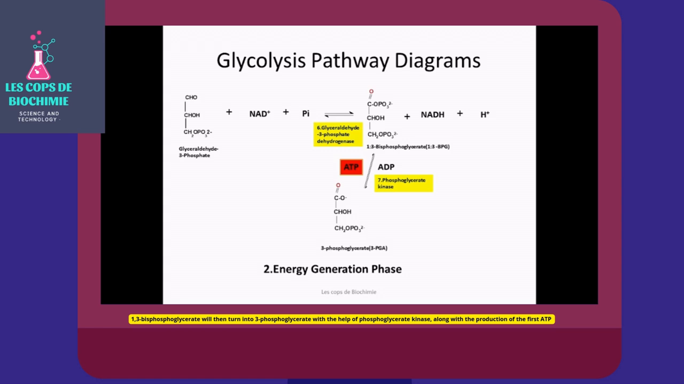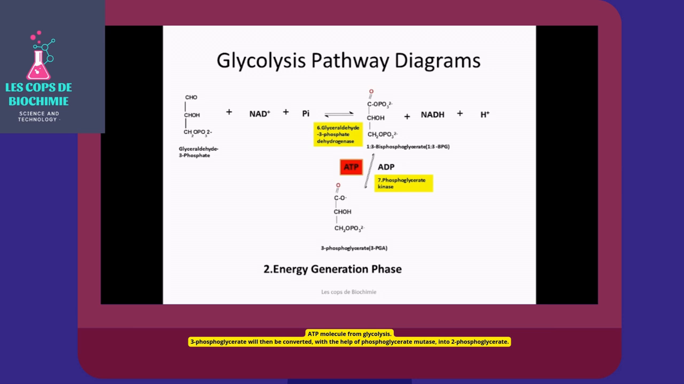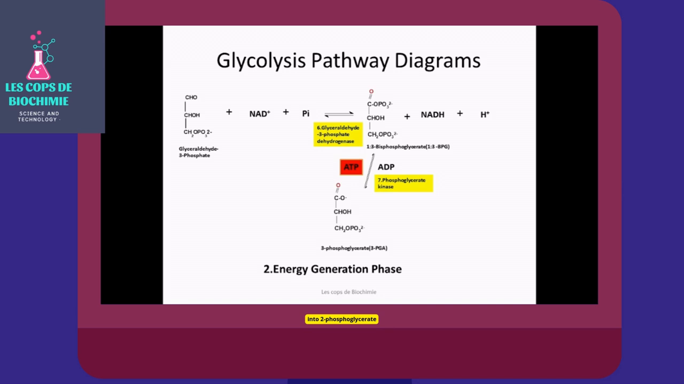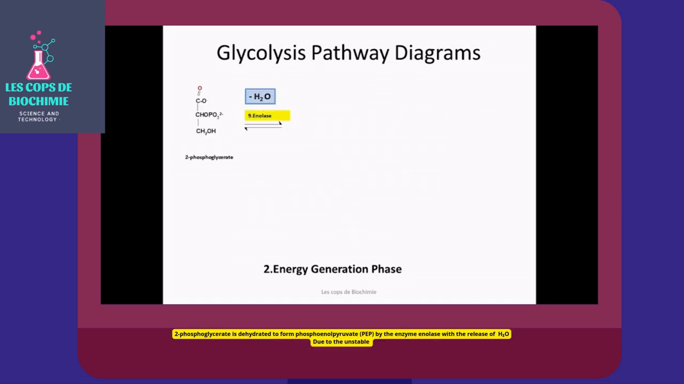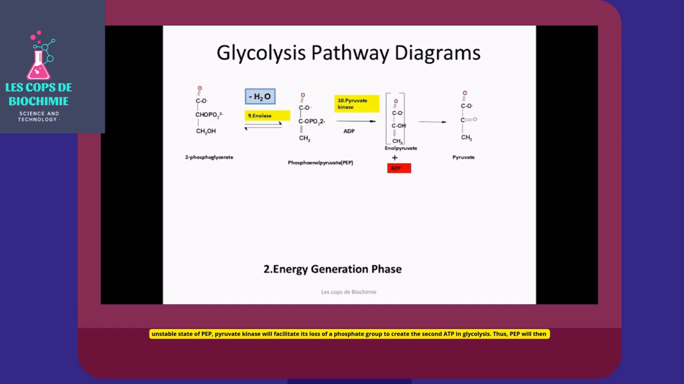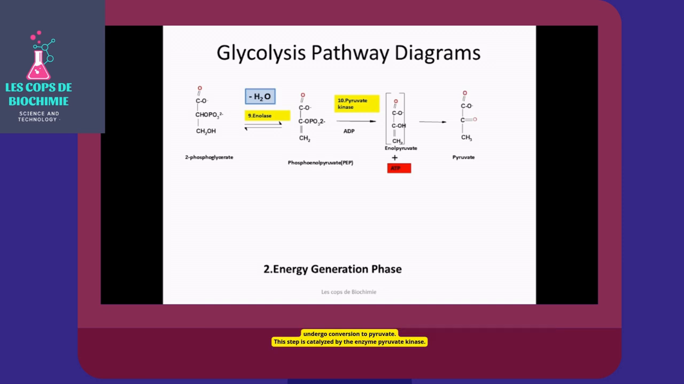1,3-bisphosphoglycerate will then turn into 3-phosphoglycerate with the help of phosphoglycerate kinase, along with the production of the first ATP molecule from glycolysis. 3-phosphoglycerate will then be converted, with the help of phosphoglycerate mutase, into 2-phosphoglycerate. 2-phosphoglycerate is dehydrated to form phosphoenolpyruvate, PEP, by the enzyme enolase with the release of H2O. Due to the unstable state of PEP, pyruvate kinase will facilitate its loss of a phosphate group to create the second ATP in glycolysis. Thus, PEP will then undergo conversion to pyruvate. This step is catalyzed by the enzyme pyruvate kinase.